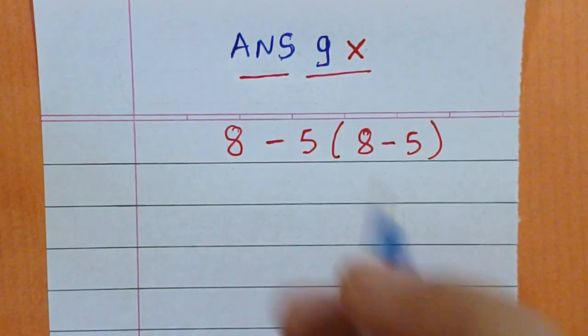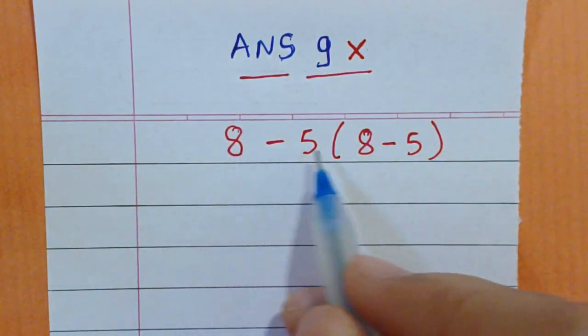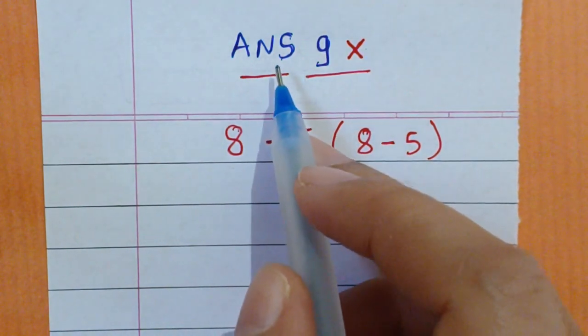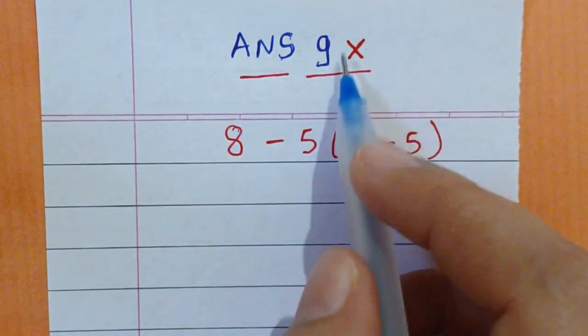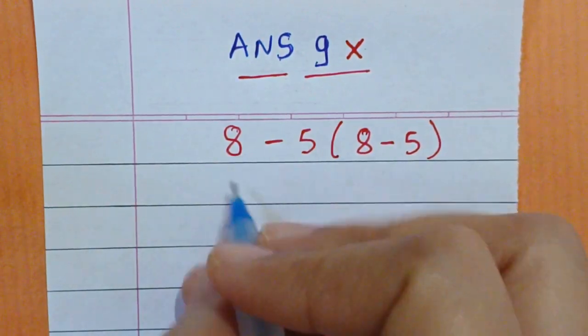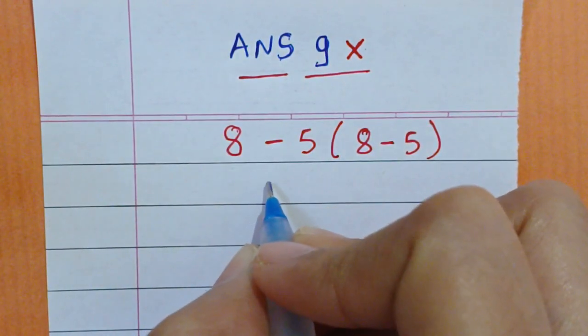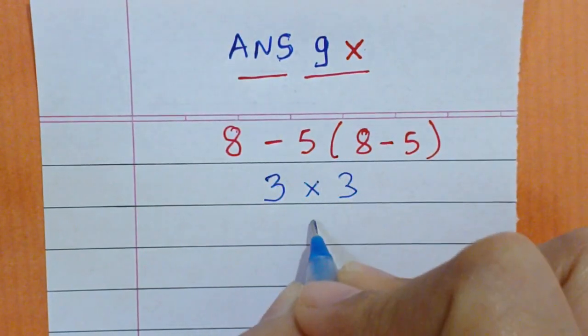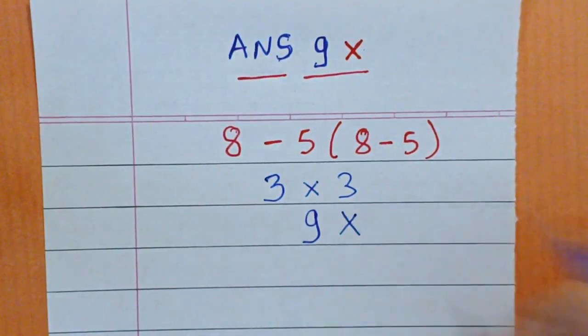Hello everyone. Can you solve this expression which is 8 minus 5 bracket 8 minus 5? So if you think the answer for this question is 9, then you are wrong. Most people solve this expression as here 8 minus 5 is there, then what comes 3 times 8 minus 5 3. So they get 9. But this is the wrong value.